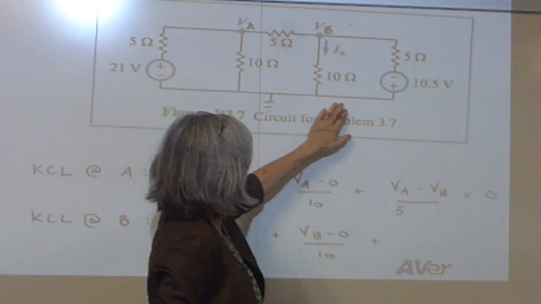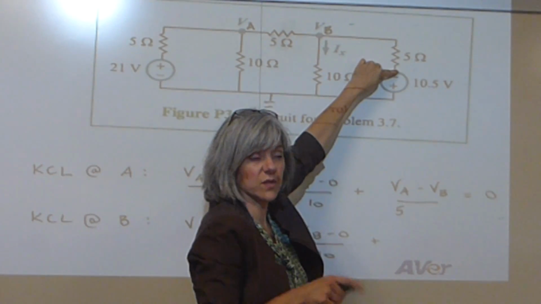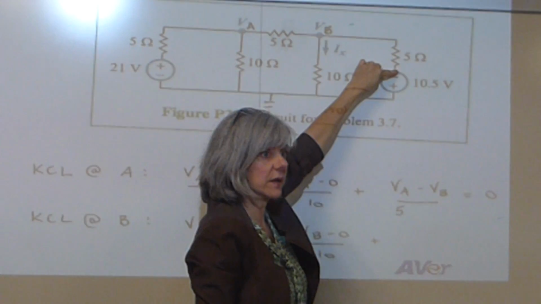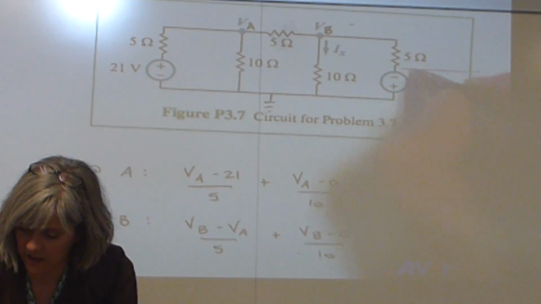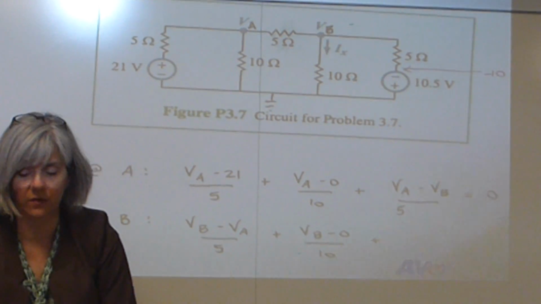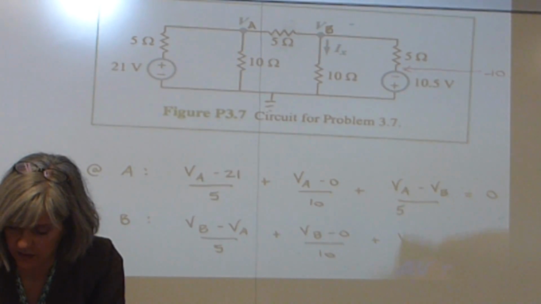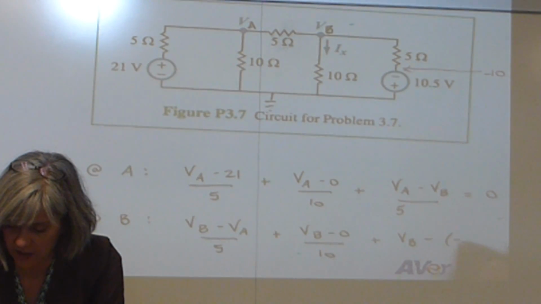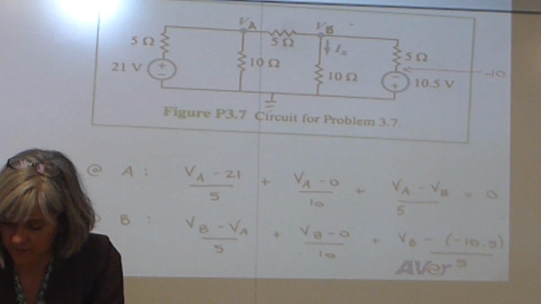This will be negative 10.5, so when I subtract it, I'm going to subtract the negative. Let's just point out that this right here is negative 10.5 volts, sitting right there, assuming that ground is here. So I'm just going to write it out in detail: V sub B minus negative 10.5 divided by 5.